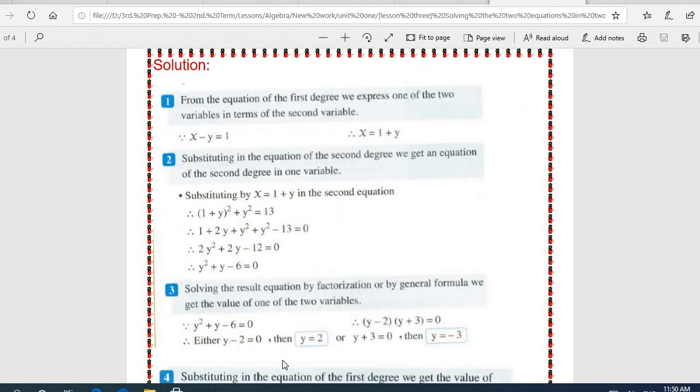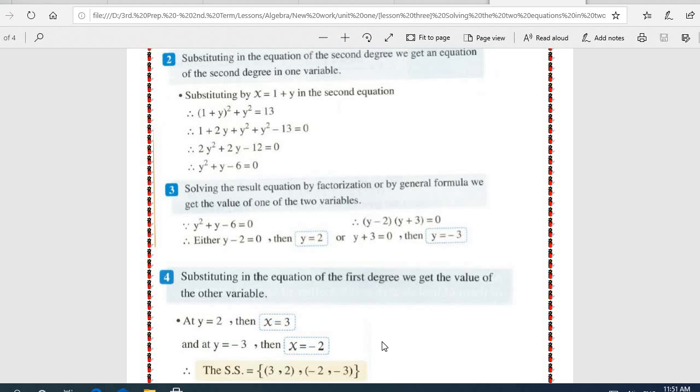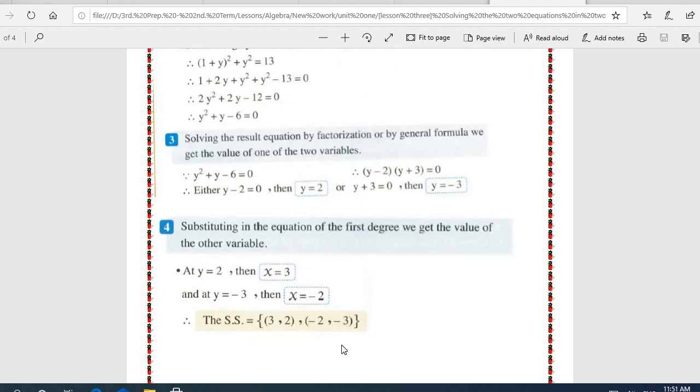Factorize it: y minus 2, y plus 3 equals 0, which means that y minus 2 equals 0, y equals 2, or y plus 3 equals 0, which means y equals negative 3. Substitute for each value of y to find the corresponding value for x. At y equals 2, then x equals 3. At y equals negative 3, then x equals negative 2. So the solution set of ordered pairs is 3, 2 and negative 2, negative 3.